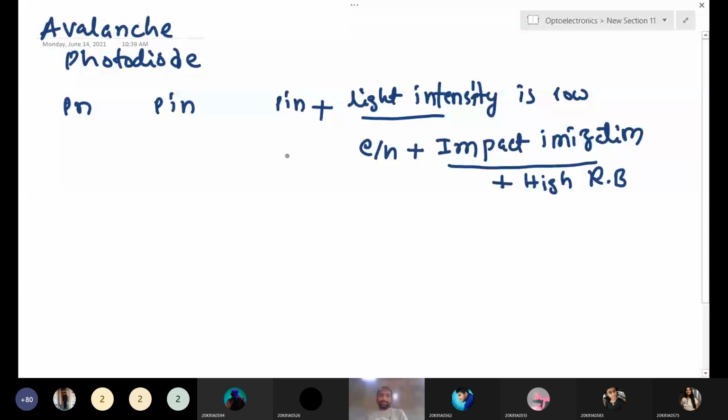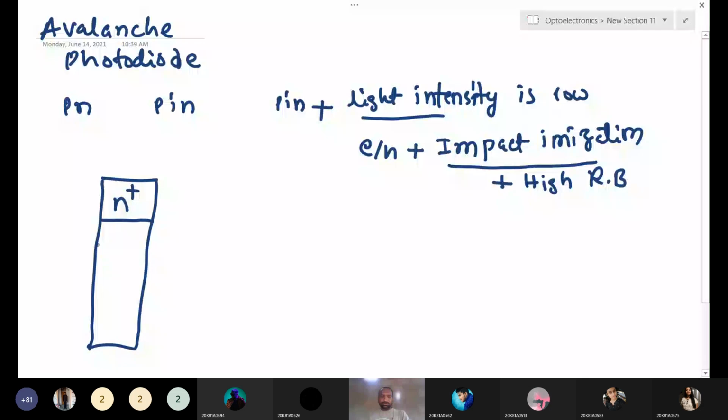So for the avalanche diode, we will take 3-4 layers. I am drawing a vertical diagram. This is the n plus region and this is the p region, n plus p. After that, the I region. I region means intrinsic, there is no doping. Last one, the P plus region.